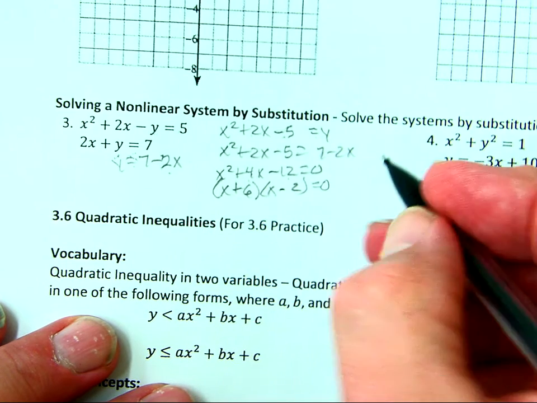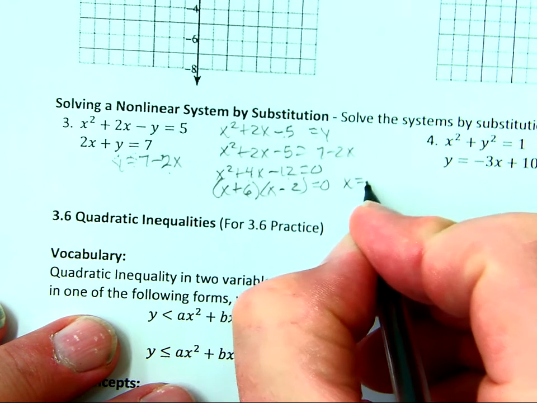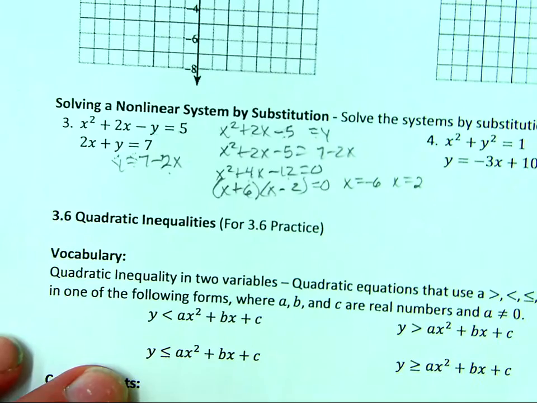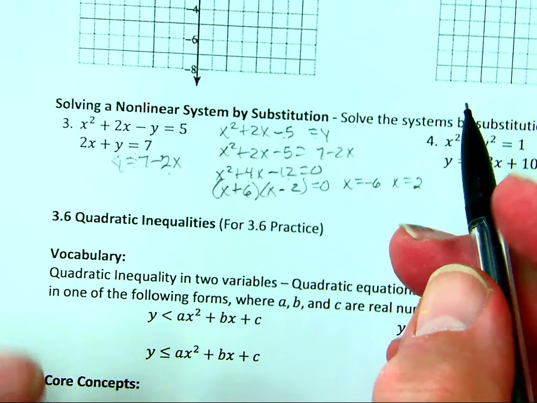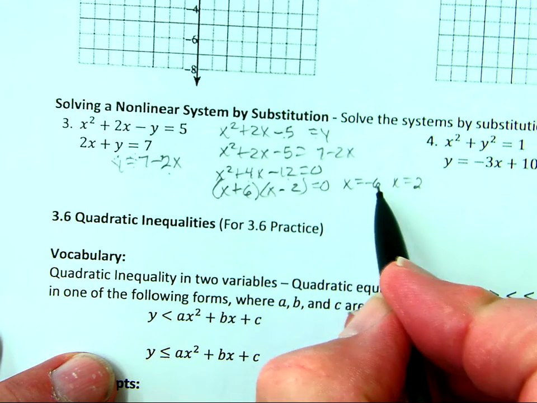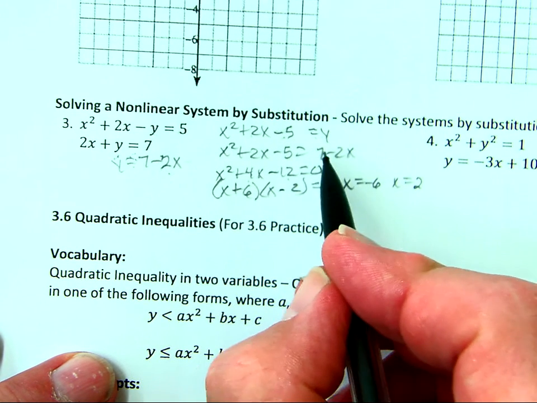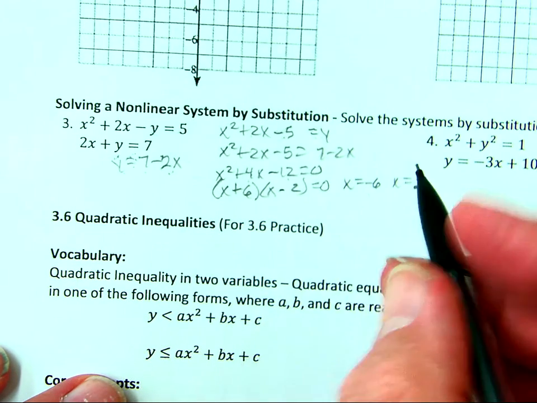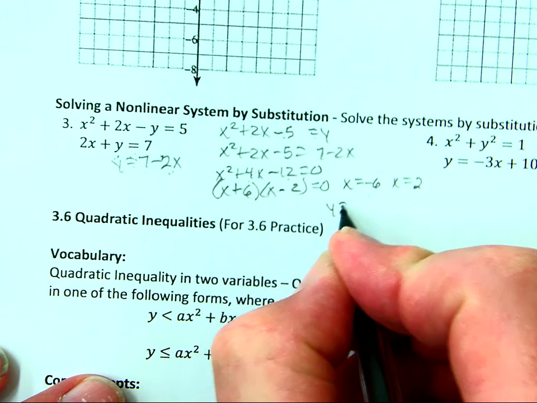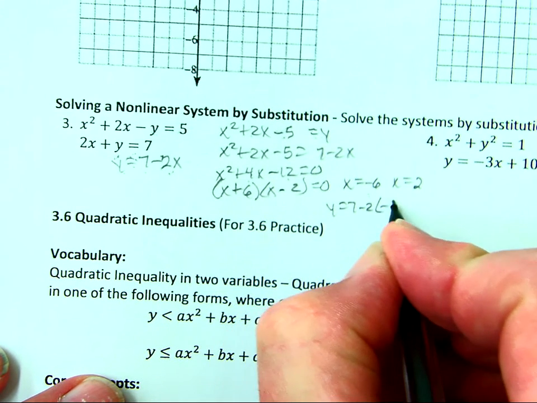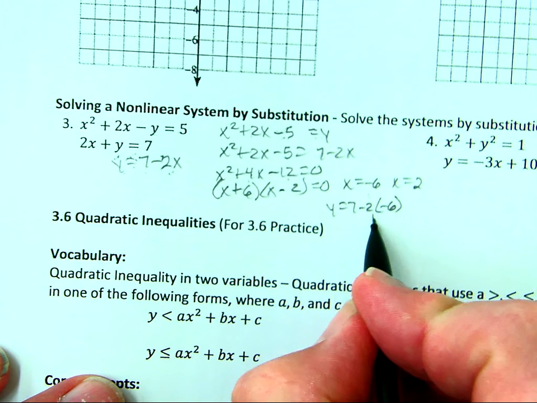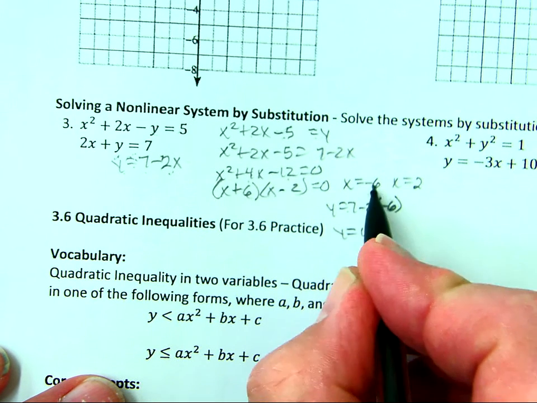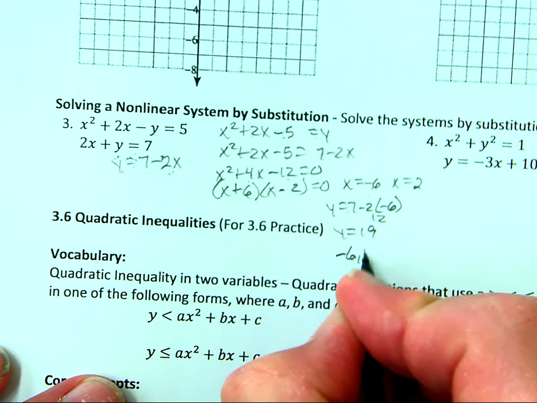Now, if we set each of those equal to 0, we get x equals negative 6 and x equals 2. Now, we're not quite done because we still have to find y. Let's take each one of those and plug it in here. So right here I have y equals 7 minus 2x. If I plug in negative 6, that's y equals 7 minus 2 times negative 6. Well, that's 12. So 7 plus 12 is 19. So one of our answers is that when x is negative 6, y is 19.